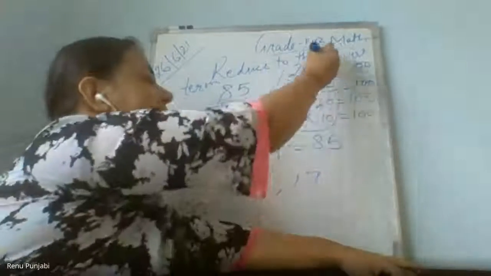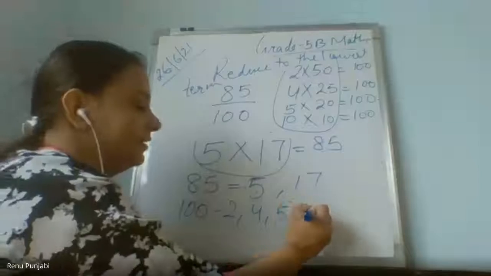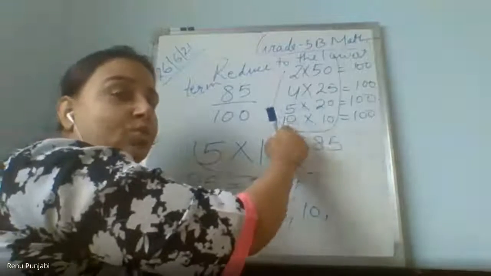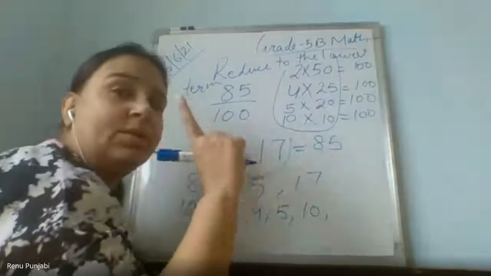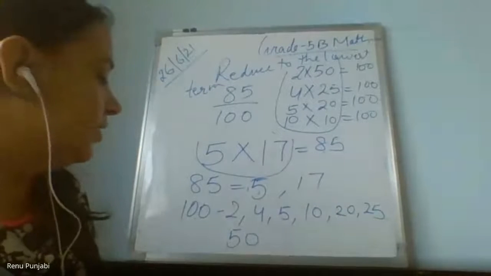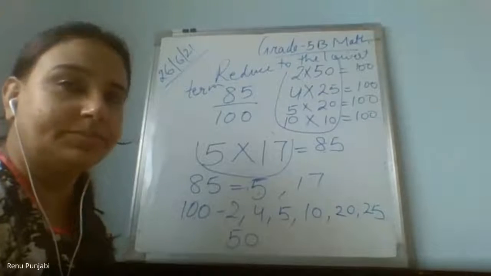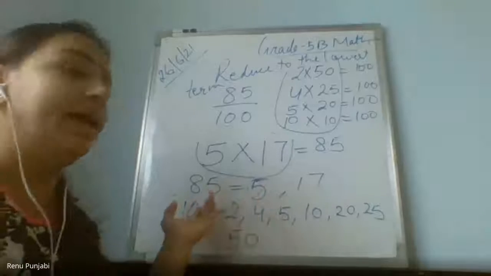Now take a U-turn and write all the factors of 100. Which factors are coming? 2, 4, 5, 10, 20, 25, and 50. If any number is repeating 2 times, write it only 1 time. Now see which is the highest common in both the numbers. 5. Which is the highest common, children? 10? 10 is not in both, Rudra. Five, sorry. 5.